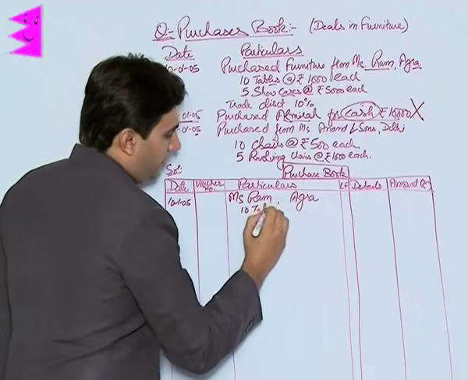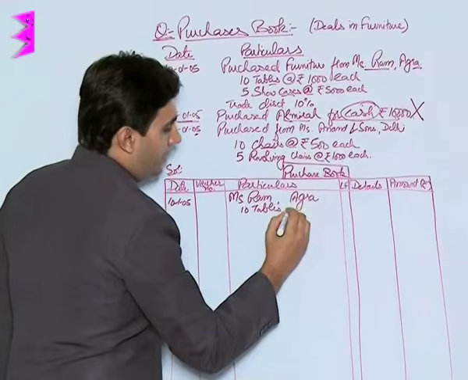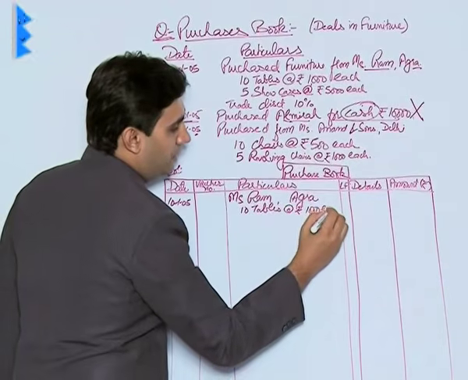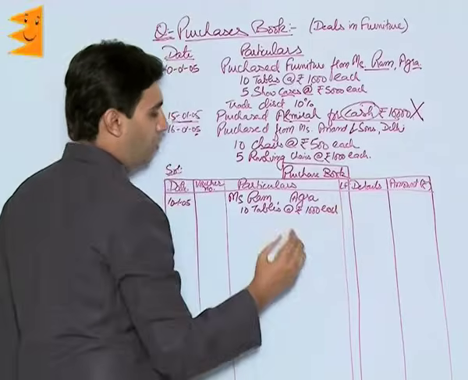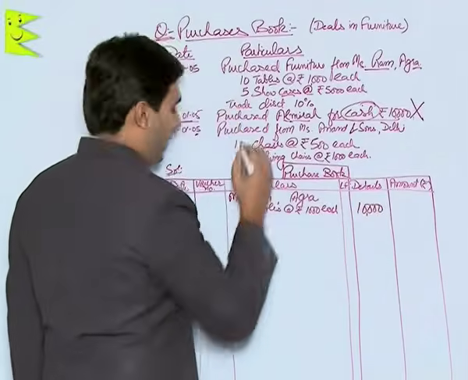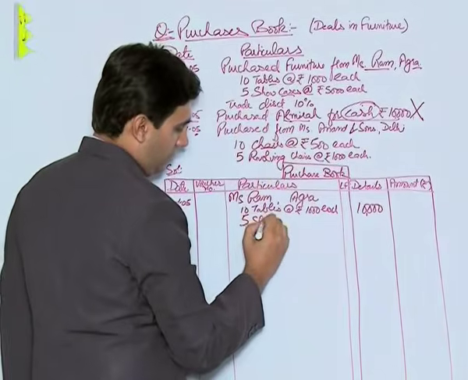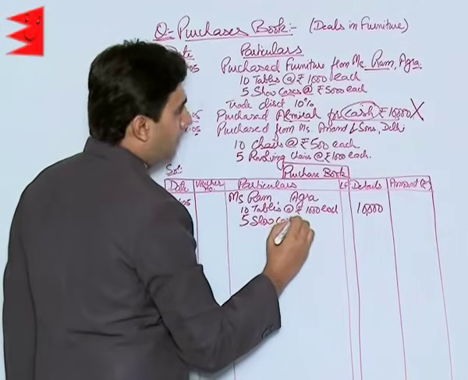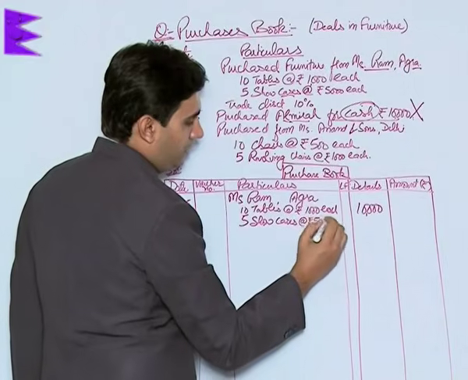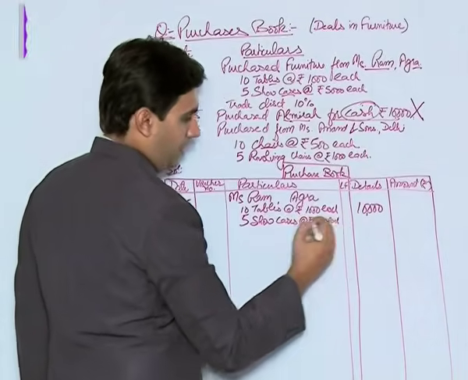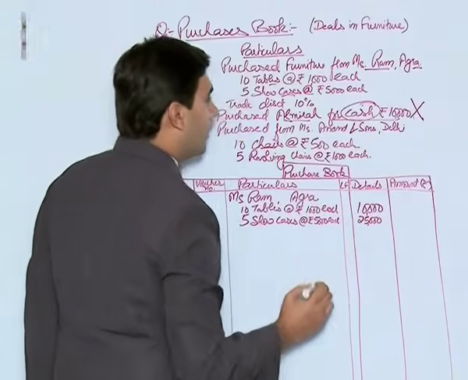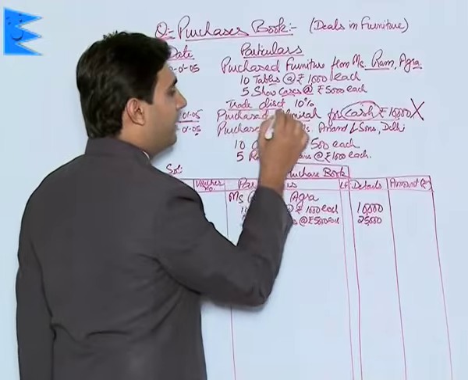10 tables at the rate of rupees 1000 each. So the amount totals to 10,000 and 5 showcases at the rate of rupees 5,000 each. It totals to 25,000. Now students, there is a trade discount here.